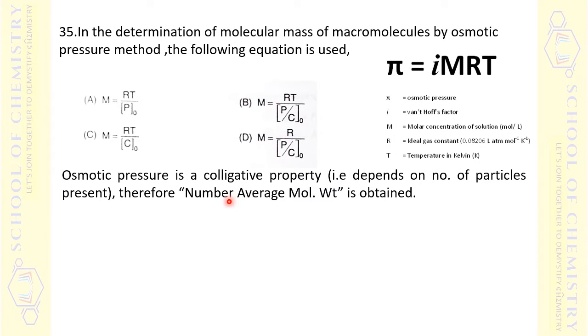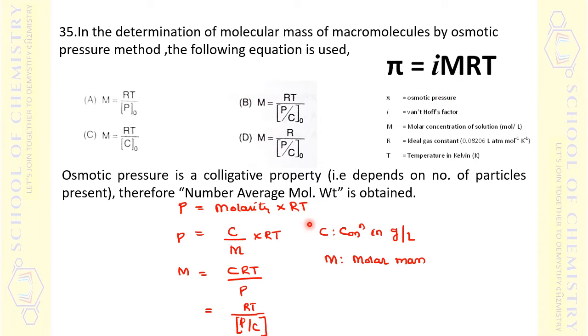So osmotic pressure measurement will give you number average molecular weight, because there are different kinds of molecular weights, like weight average molecular weight and all. To find out different types of molecular weights of polymers, different methods are followed. This number average molecular weight can be worked out with the help of osmotic pressure. Now we shall see how we can take the appropriate form of this equation to get the molar mass or molecular mass of the compound, right?